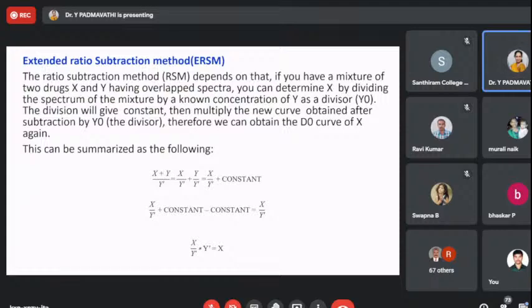Simply I'll say, now I have a formulation with X and Y in combination. The sample mixture consists of X and Y. I want to calculate the X concentration by this extended ratio subtraction method. So what I am doing is, after generation of the spectra, I first have to generate the ratio spectra. For that I am dividing with, always remember, if you want to determine X component, you use the concentration of Y as a divisor. If you want to determine Y concentration, you use the concentration of X as a divisor, right?